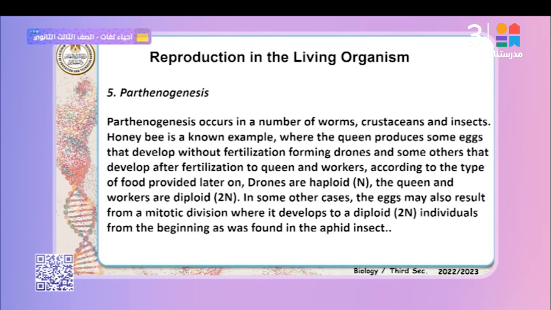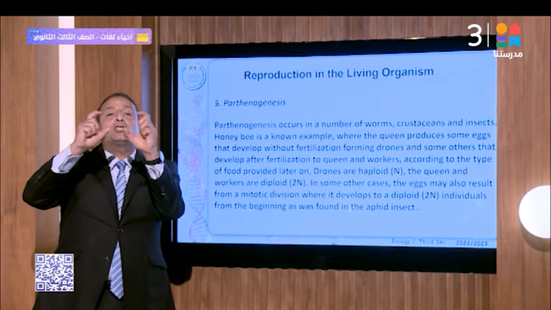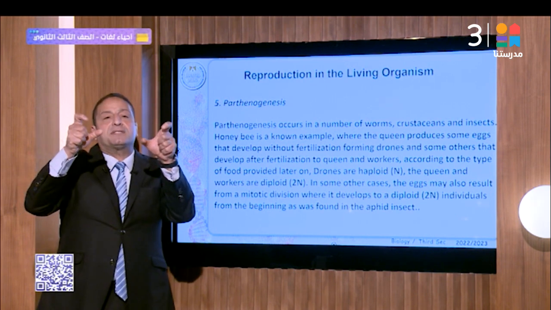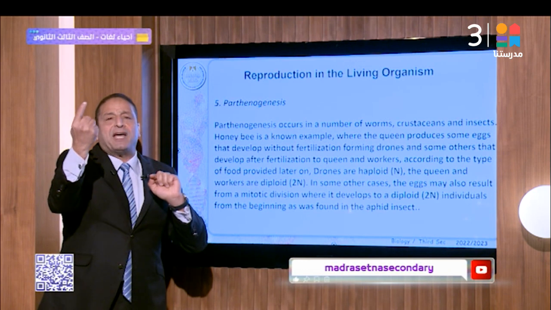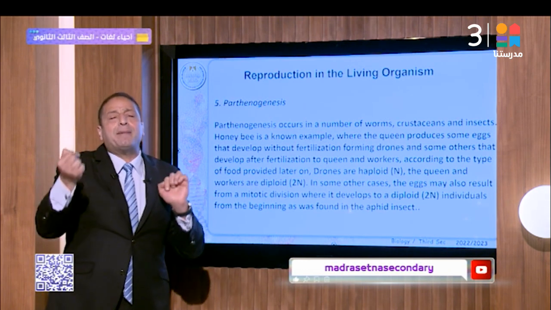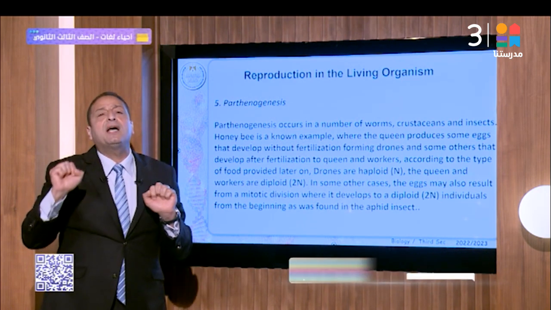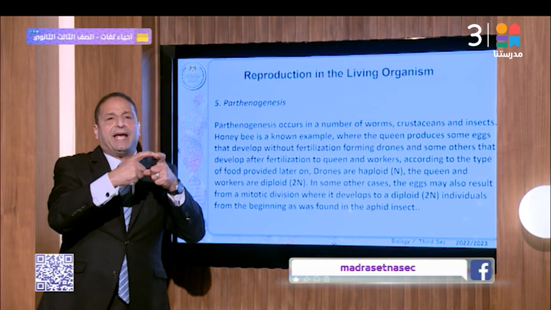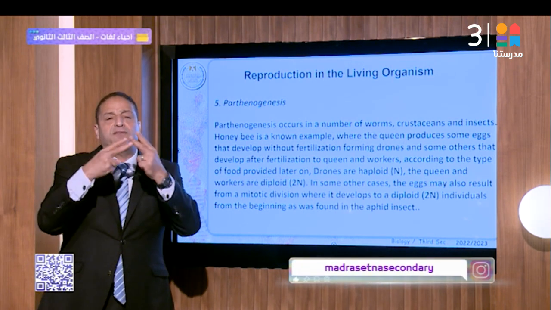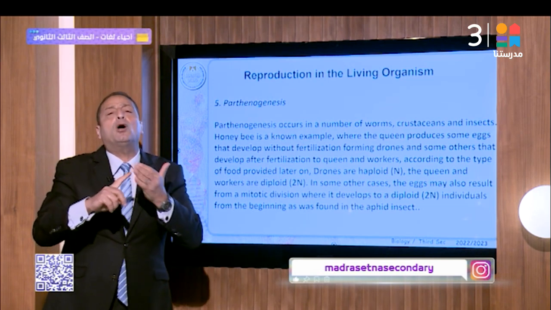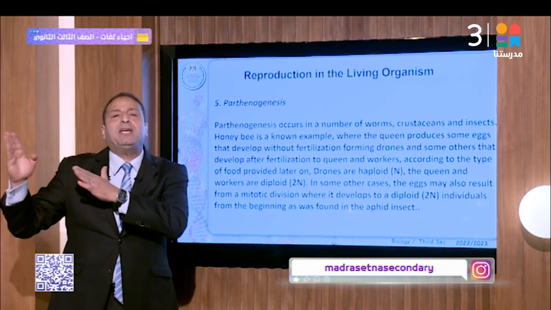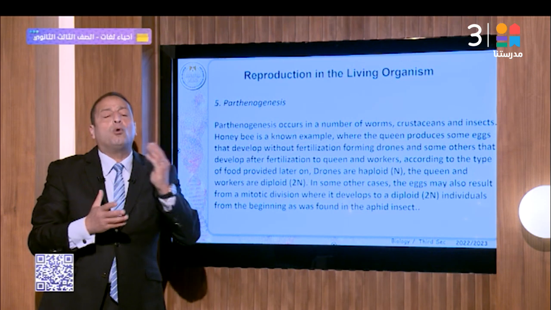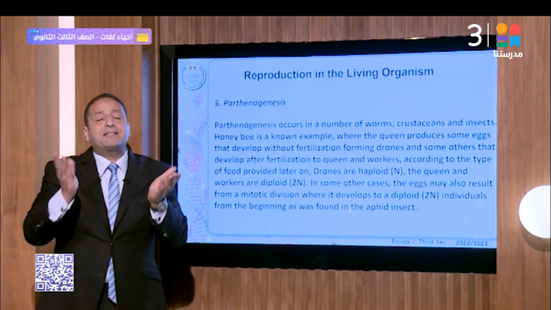The honeybee is a known example where the queen produces some eggs that develop without fertilization, forming drones, and some others develop after fertilization. The queen contains 2N and divides by meiosis, producing eggs with N. Some develop without fertilization by male gametes, by natural parthenogenesis, producing honeybee drones containing N. Other eggs fuse with male gametes, forming the zygote, and the new individuals may be workers or a queen. That means the males in honeybees are produced by natural parthenogenesis, but the female workers and the queen are produced by sexual reproduction. Another type is aphid insects.